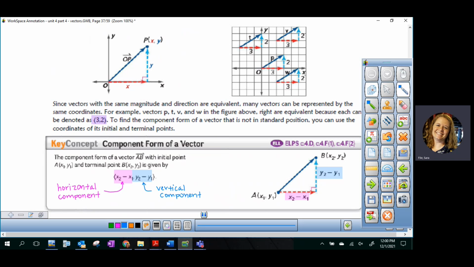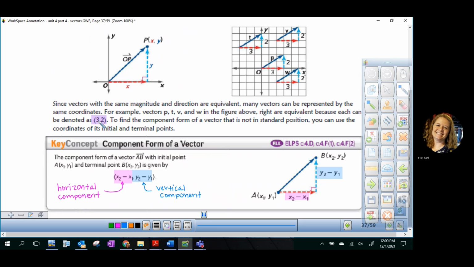Does this make sense so far? So we can use this component form notation to represent our vector. And we can tell the direction, like <3, 2> means right 3, up 2. So you can tell the direction that it's pointing. And you can also determine the magnitude from those numbers. We're going to get more into that in a second.